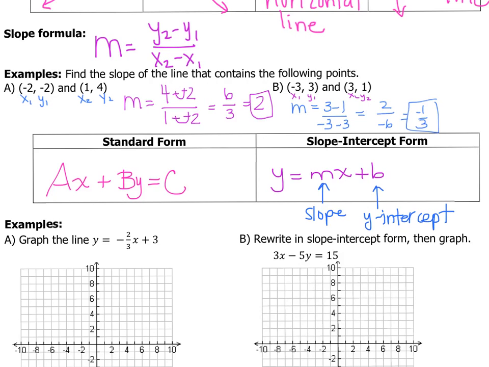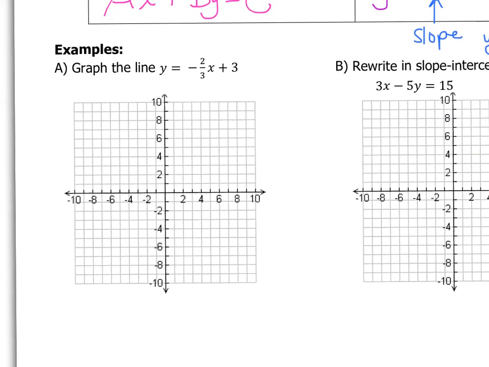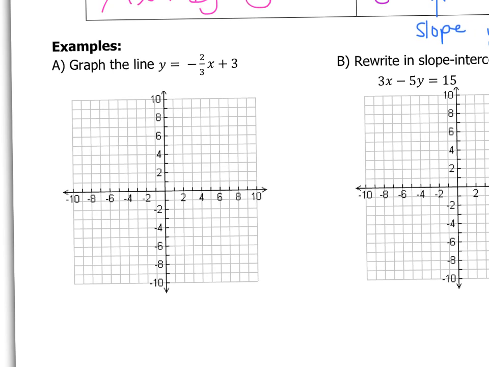So what we're going to do now is look at a couple examples, just graphing lines. The first one is given in slope-intercept form. The second one is given in standard form. So, with that being said, let's graph the first one. We are going to start off by plotting the y-intercept. That is the place where the line crosses the y-axis. So on the y-axis at 3, we'll plot our y-intercept.